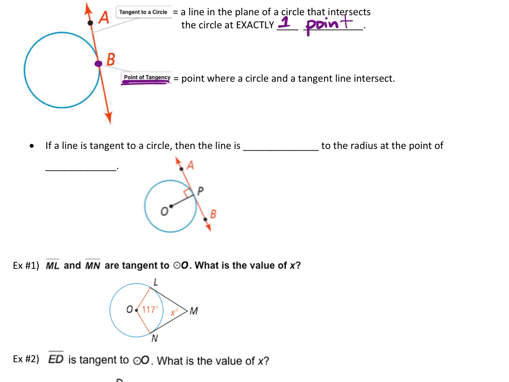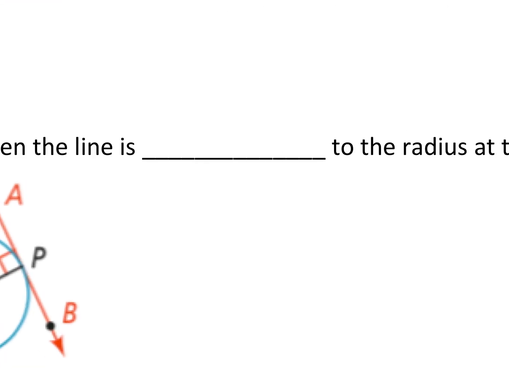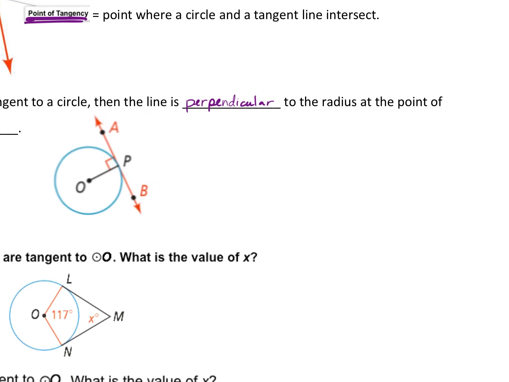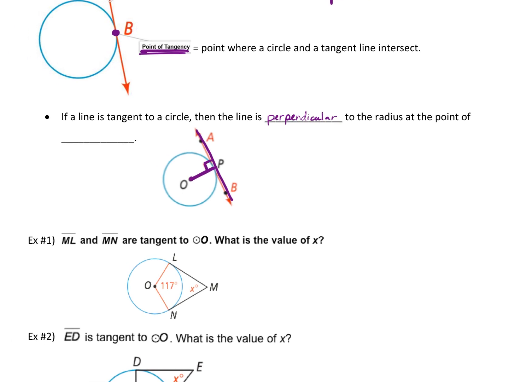Here's the beautiful thing about tangent lines. If a line is tangent to a circle, then the line is perpendicular to the radius. Okay, so you'll notice in this picture, here's a radius, right? OP is a radius. AB is the line that is tangent. That set of lines, the radius and that line, form a 90-degree angle every single time. Okay? At the point of tangency.